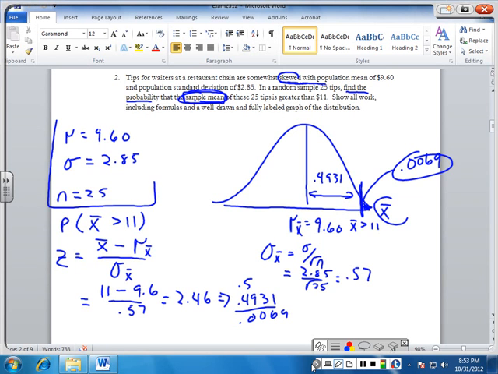The other thing is I'm going to recommend on any problem that as you're reading through the problem, make sure you write this information down: that the population mean is 960, that the population standard deviation is 2.85, and we have the sample size.